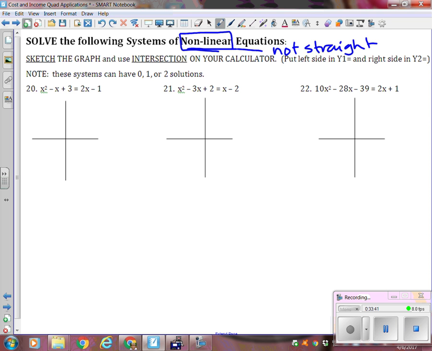So here's how we do it. We're going to go back to a standard window. So everybody's going to have to remember to do what? Zoom 6 and change it to a standard window setting. Okay, we'll do that in a second.